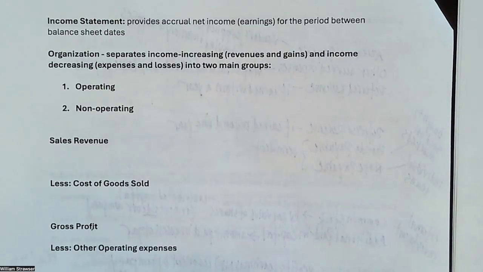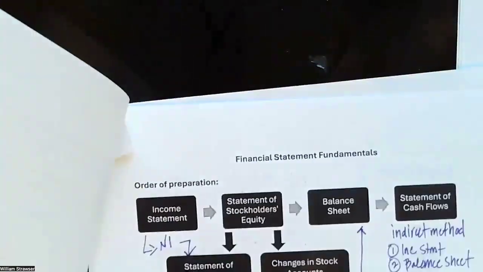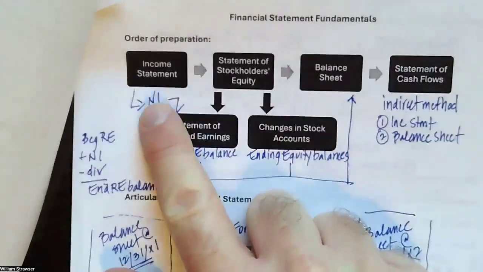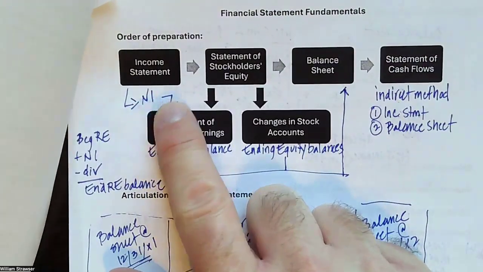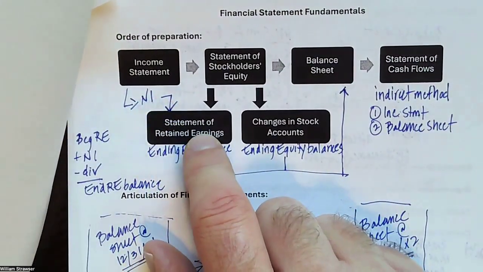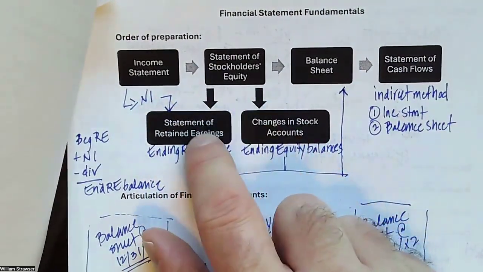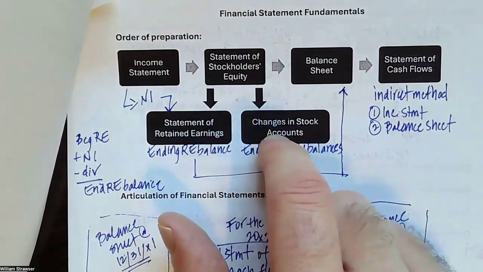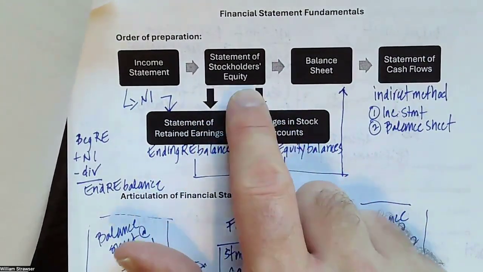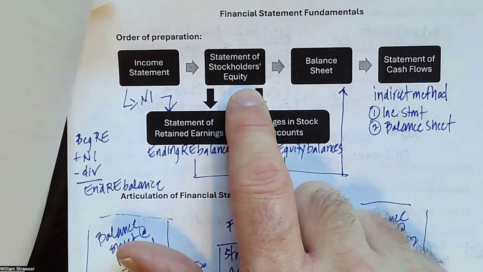Okay, so in this video, we're moving into the income statement. The income statement, as mentioned in prior videos at the beginning of this document, is the first financial statement we create. Remember, that's because the income statement solves for net income, which is necessary to update the statement of retained earnings, which is necessary, along with some information about other equity accounts and stock balances, to get to the statement of stockholders' equity.